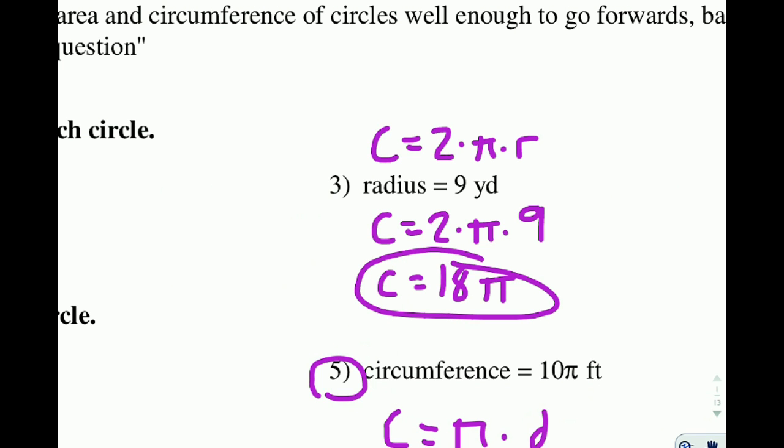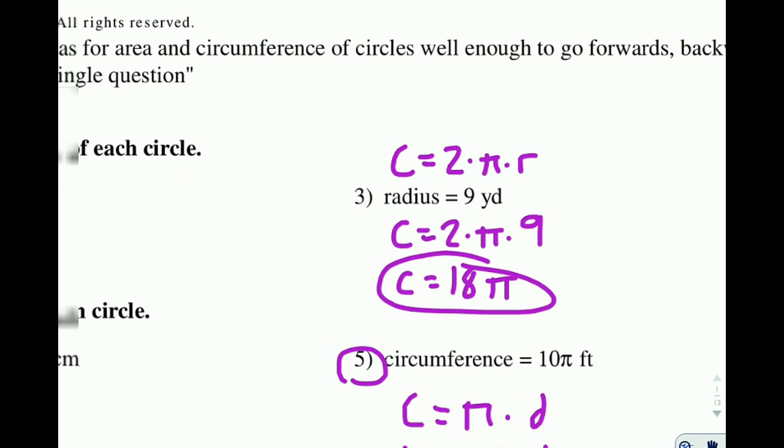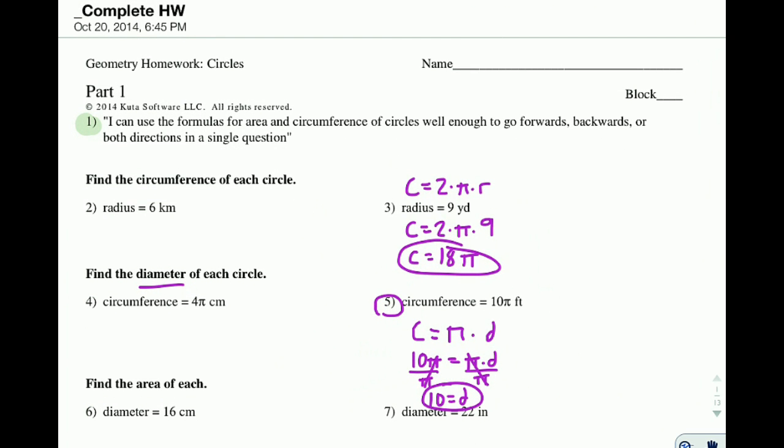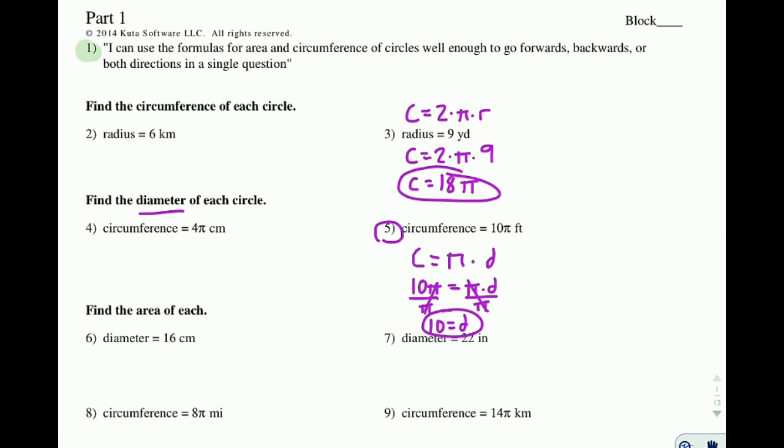I'm not going to push it in my calculator and do 18 times 3.14 or something similar. I'm going to leave it with the pi symbol. It's almost like leaving your answer as 18x or 18y. I'm going to leave the pi symbol there, so make sure you do that. It's really tempting to want to go in your calculator and use a number, but leave it as 18 pi.